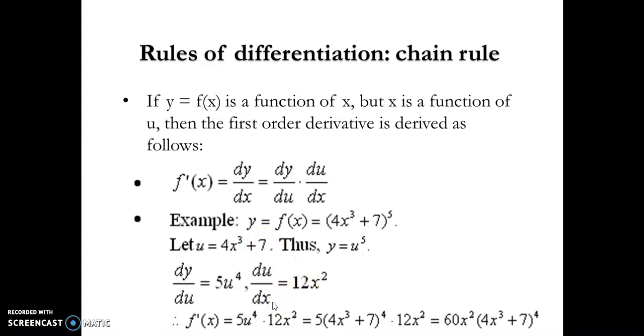Now we can multiply the derivative of our outer function with that of the derivative of the inner function. Thus, f dash of x gives us, we can multiply these two, and we can substitute what we have for u in over here. So we have 5 in brackets what we had for u raised to the power of 4 multiplied by the derivative of our inner function again. Thus, we have 5 times 12x squared. That's going to give us 60x squared. And in brackets, multiplied by 4x cubed plus 7 raised to the power of 4.